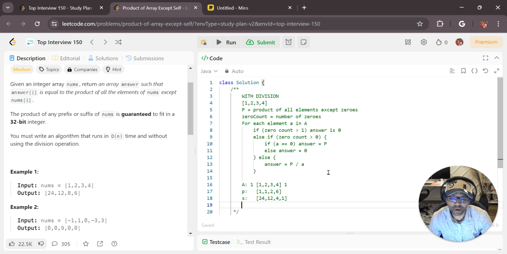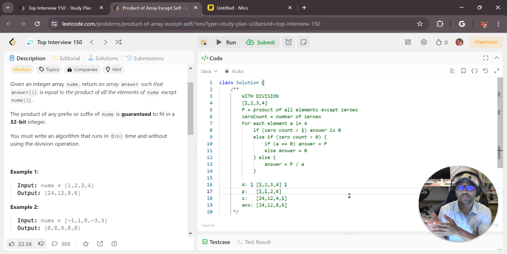And yeah, so, oh, I see. From this, the answer would be, you just multiply the prefix with the suffix, right? So 1 times 24 is 24, 1 times 12 is 12, 4 times 2 is 8, and 6 times 1 is 6. And the reason is because the 0th element here is the product of all the elements before the 0th number, and the 0th element here is the product of all the elements after. So it's like saying, if you want a product without yourself, you multiply all the numbers before you and all the numbers after you, right?